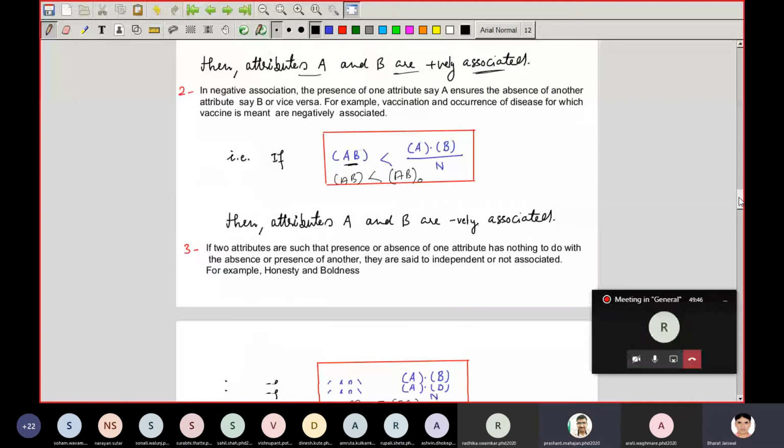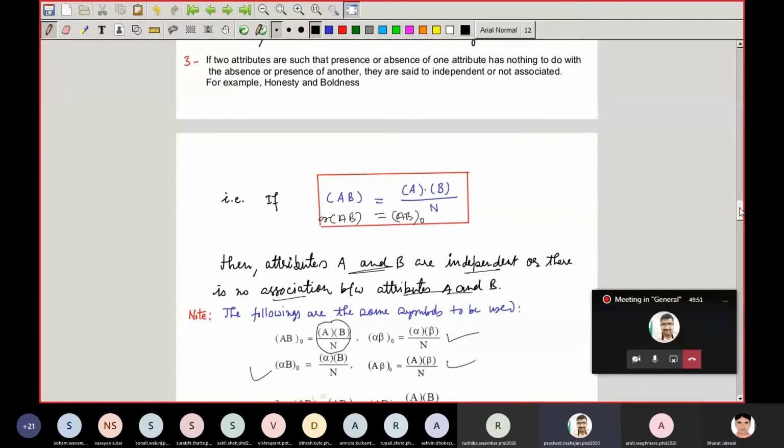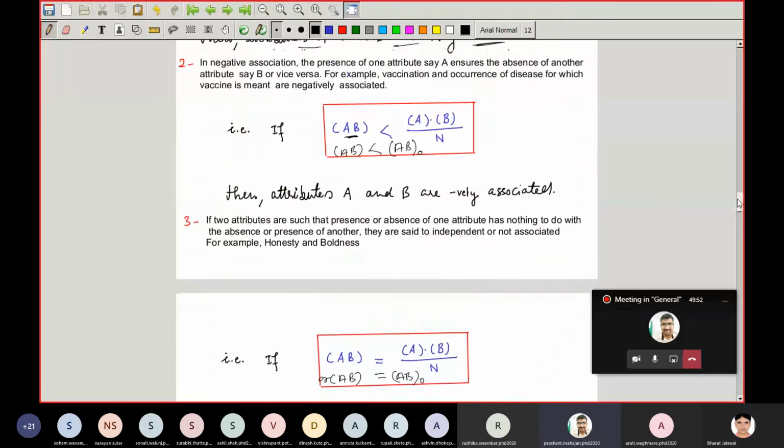Sir, can we take the example of any disease and immunity for negative association? Immunity, yes. If your immunity is good, then you will not get affected, so they are positively correlated. If immunity is less, then you are prone to getting affected easily. So both will be positively correlated.